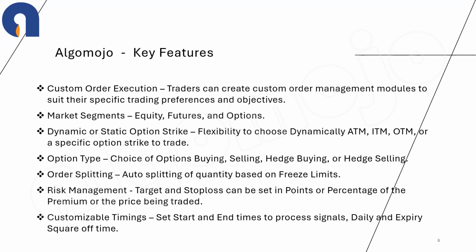You can preset all this in the Algomojo platform itself. It is a one-time setting that you need to do. You need not worry about doing it every day. Once you set these parameters in Algomojo, you are set to place orders against the signal that would be passed from your charting tool.